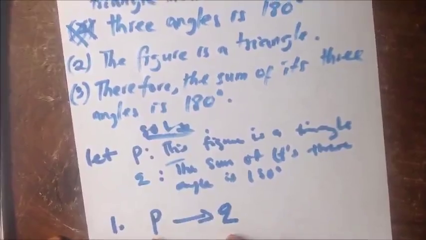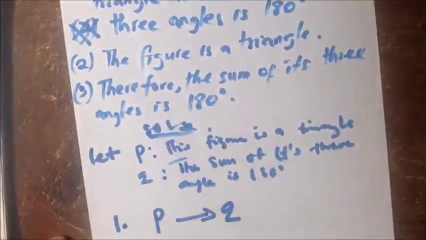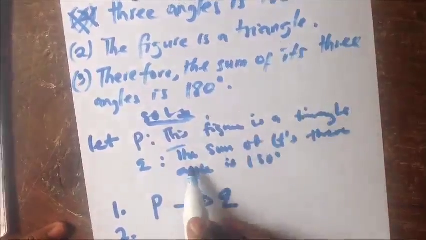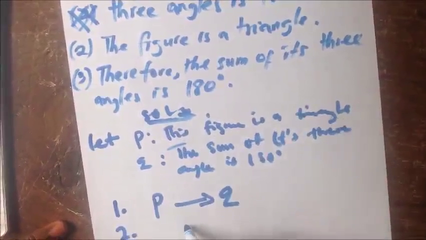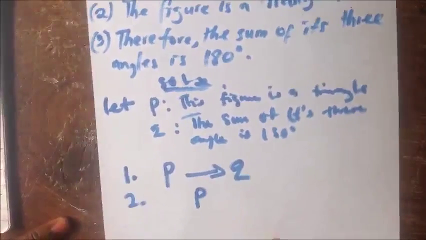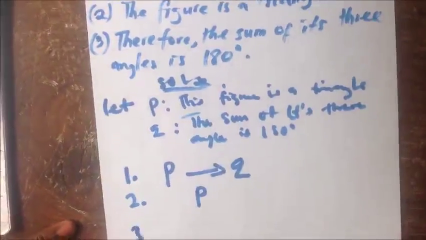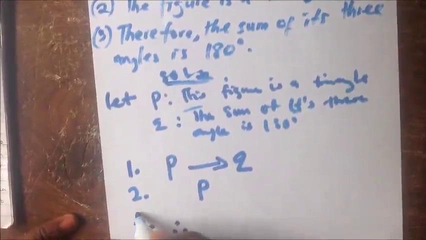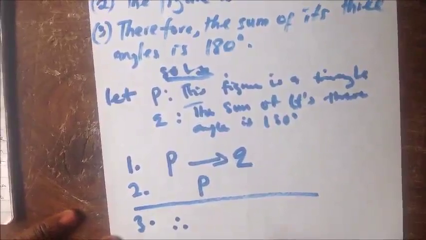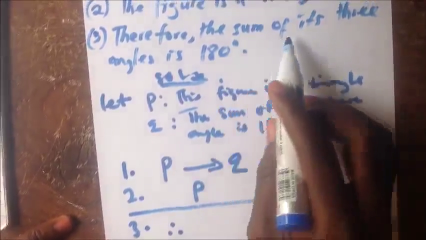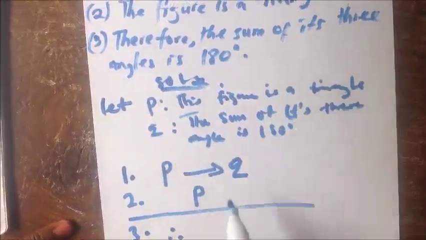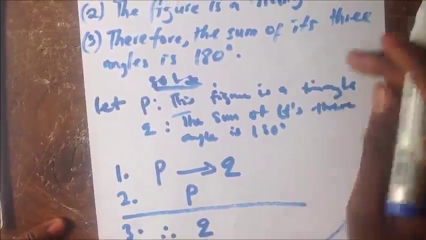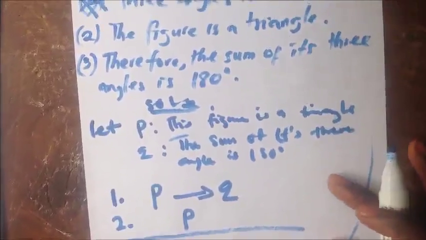This is statement 1, which is this number 1. Then number 2, you now see the figure is a triangle. This figure is a triangle, meaning P is 2. Then you now see number 3. Therefore, we normally write therefore in this form or in this form in terms of argument. Whatever you did is correct. The sum of the angles of a triangle is 180, which is therefore Q. Now this is the way that we form this given argument into these symbol figures.